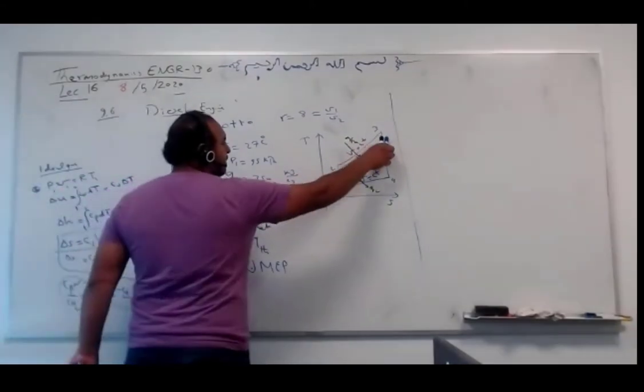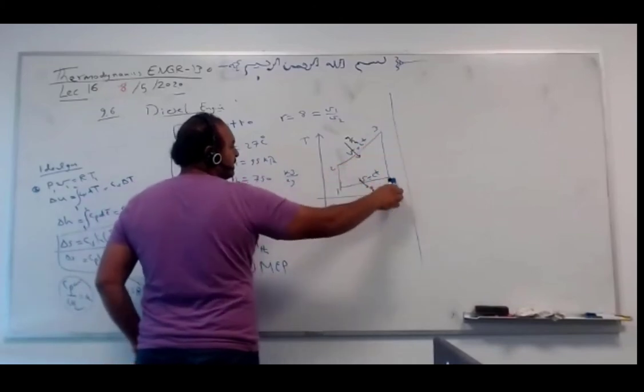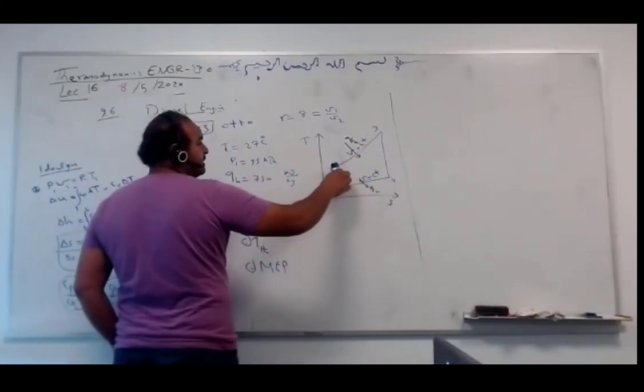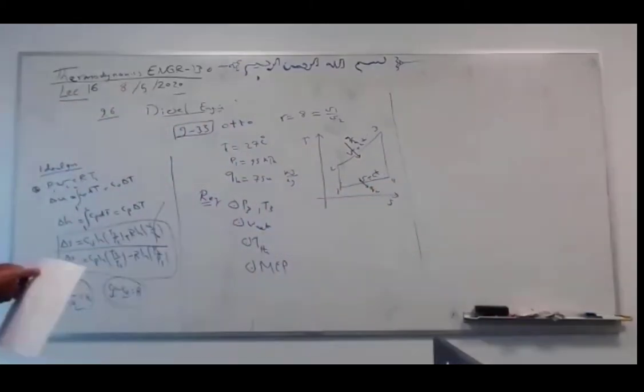Heat addition, power, heat rejection. Compression, heat addition, power, heat rejection. Compression, heat addition, power, heat rejection. So two heat processes, and compression and expansion, or power.